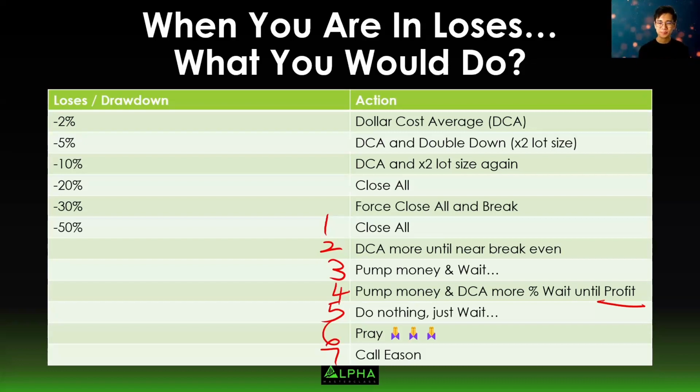Okay, 1 to 7, type in the chat box. What would you do if you are at a state of 50% drawdown already? Number 7 is harder than closing the trade. Okay, number 7, you call me, I also tell you to close the trade. Close and delete MT4.